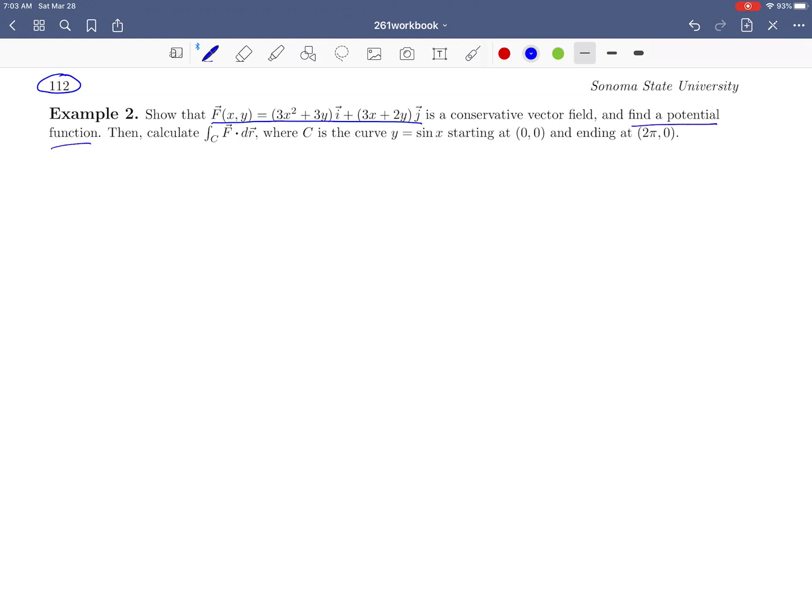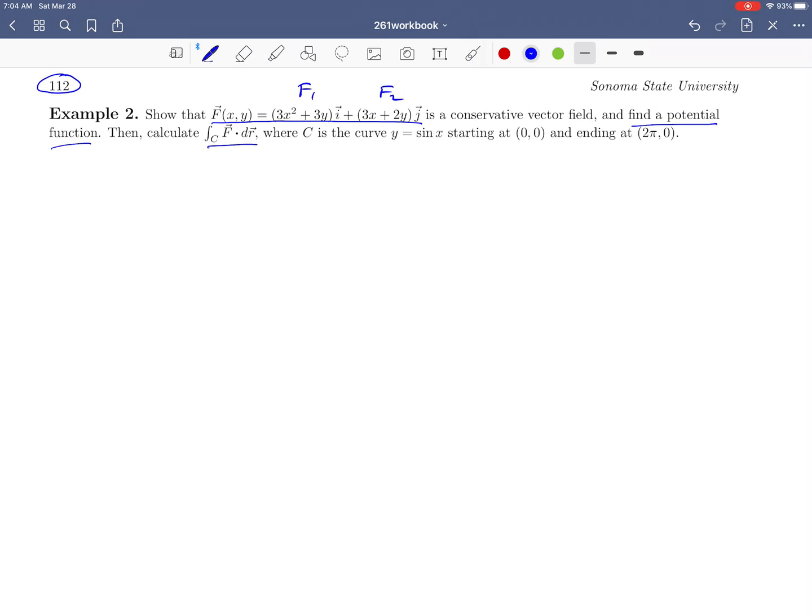They first give us a two-dimensional vector field and ask us to demonstrate that it's conservative, to then find a potential function for the vector field, and then finally to calculate a line integral. Okay, so the first part of that is asking us to show that this is a conservative vector field. Well, we talked on the previous page about how to do that for a two-dimensional vector field.